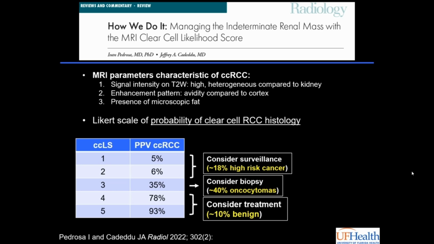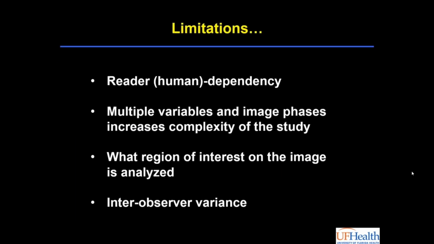But if the ones that were high 4s and 5s, you'd say all of these are going to be clear cell kidney cancers. About 10% were benign. So, although it did move the needle, I think, in the right direction in identifying those that may be clear cell kidney cancers, it's clearly not a perfect test, but certainly thought-provoking.